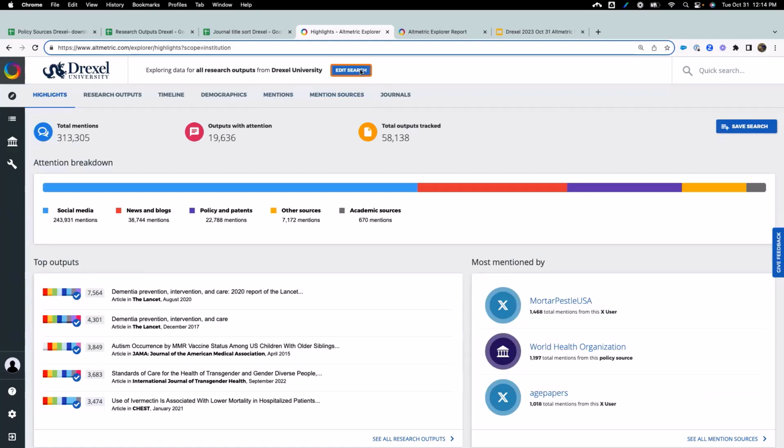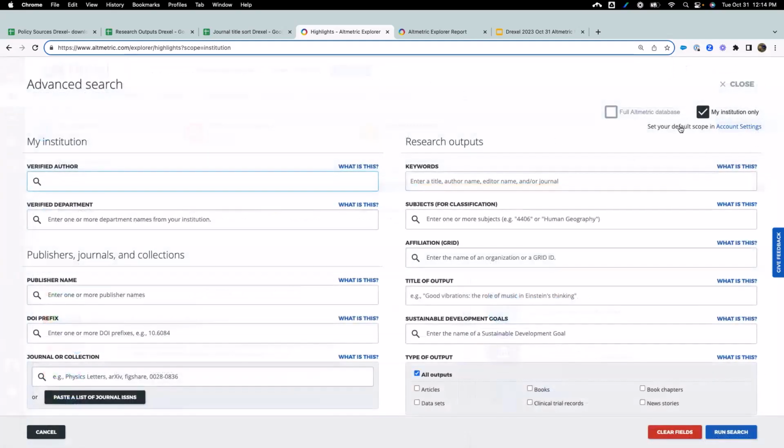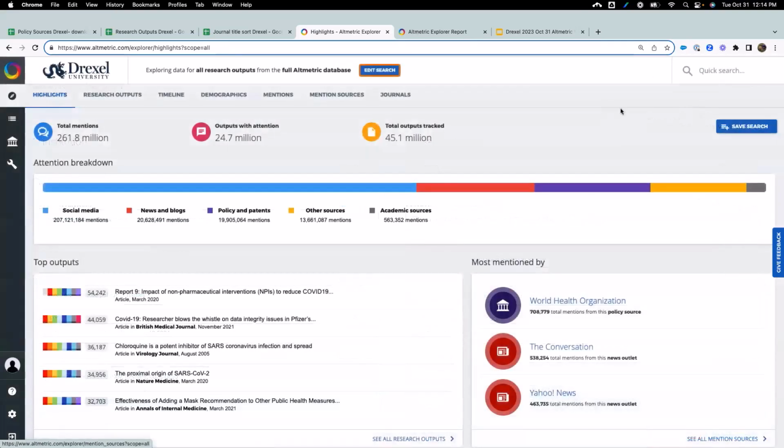So again, I looked at my institution only, and so it filtered out everyone else that we may not be interested in. So if I clear that, it takes me back to the full Altmetric database, and then you're looking at 45 million different pieces of research, and that's where you would want to be if you're comparing yourself to other institutions. If you were doing benchmarking or something along those lines, you'd always want to be in this big full total outputs track. But the other area that we have that's really helpful is this My Institution right here.